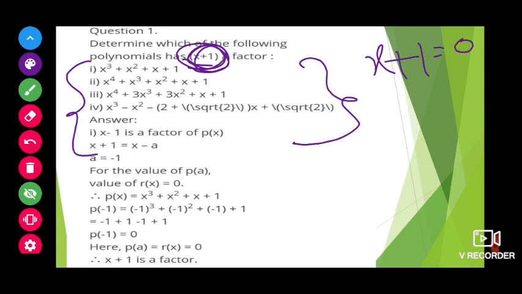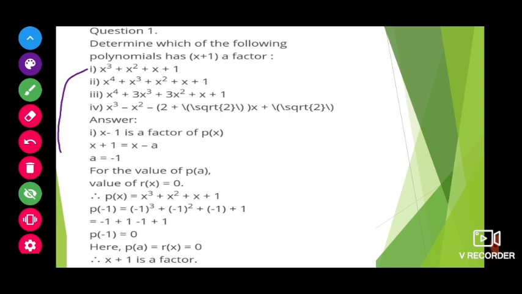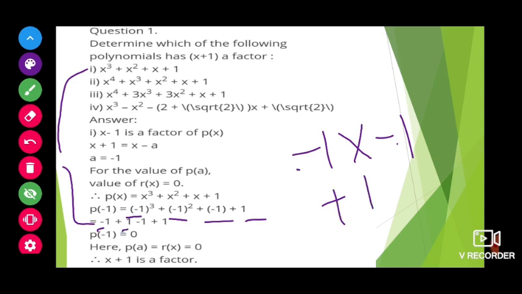So take x plus 1 equals 0, so x equals minus 1. Now substitute x equals minus 1 in all the expressions. First expression, x cube plus x square plus x plus 1. With x equals minus 1, we get (minus 1) cube plus (minus 1) square plus (minus 1) plus 1. Minus 1 cubed keeps the sign. Minus 1 square means minus 1 times minus 1, minus of minus is plus, so we get plus 1.